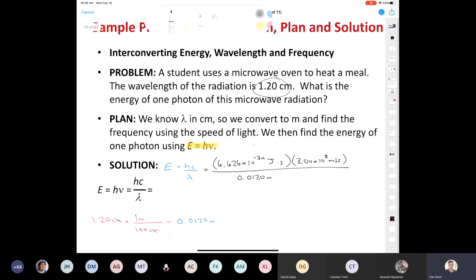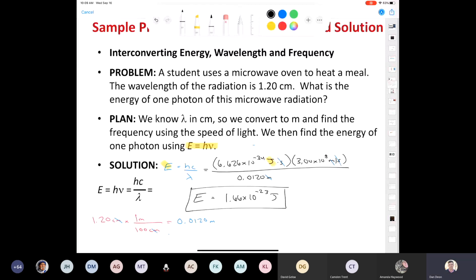When I punch all of this into my calculator, you can see that meters cancel out and seconds cancel out. What unit am I left with? Joules, and joules is a unit of energy. For an answer, I got that E is equal to 1.66 times 10 to the negative 23 joules. So there's my energy.